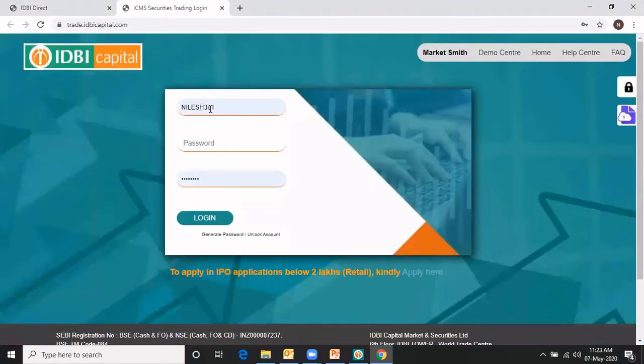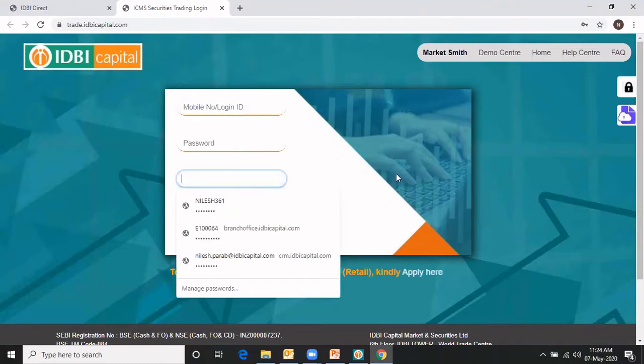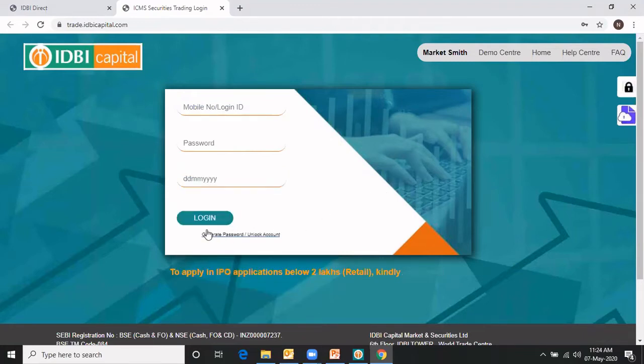In trade now, since I'm using this PC regularly, my login name is already there. Otherwise, those who are not using their login name will get this kind of screen when they first log in. If you don't have your user ID and password, you can generate it by clicking the generate password link. There are two ways to generate your password. Number one, through the OTP, that is mobile OTP. For that, your mobile number should have been registered with us. The other way is through email, wherein you will get your password in email.